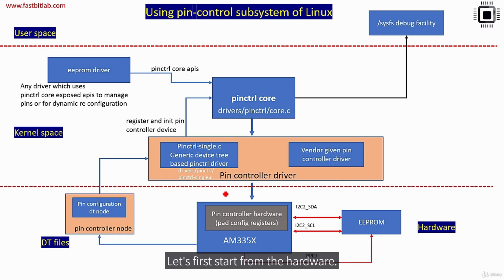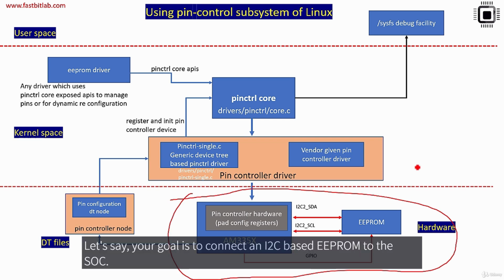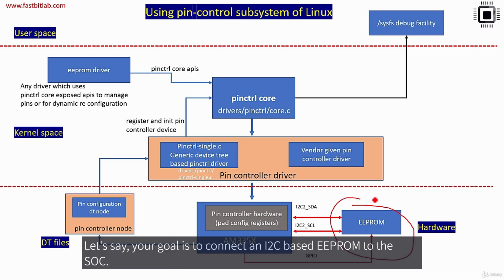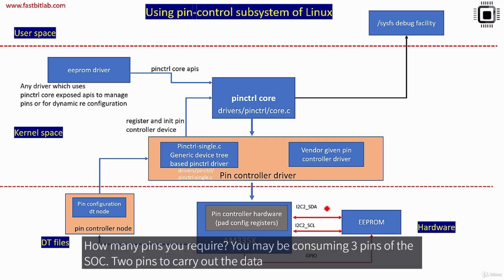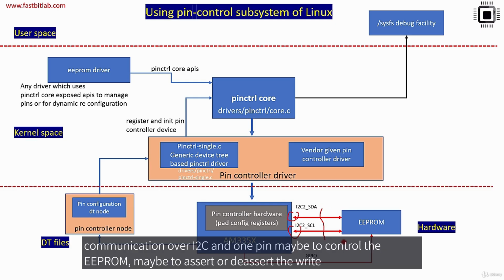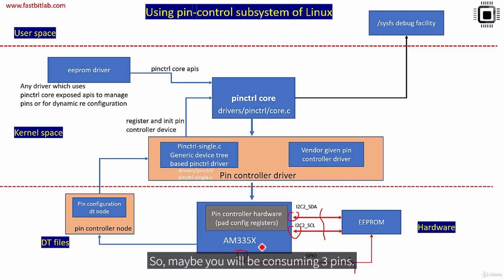Let's first start from the hardware. Let's say your goal is to connect an I2C based EEPROM to the SoC. How many pins do you require? You may be consuming 3 pins of the SoC: 2 pins to carry out the data communication over I2C, and 1 pin maybe to control the EEPROM, maybe to assert or deassert the write protect, something like that.